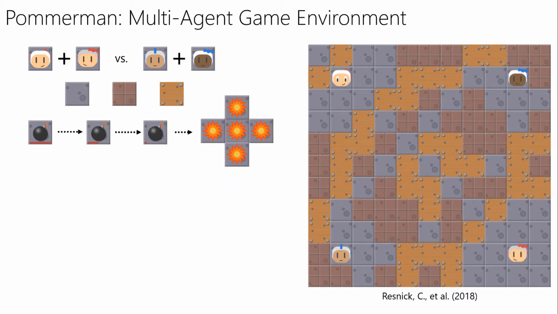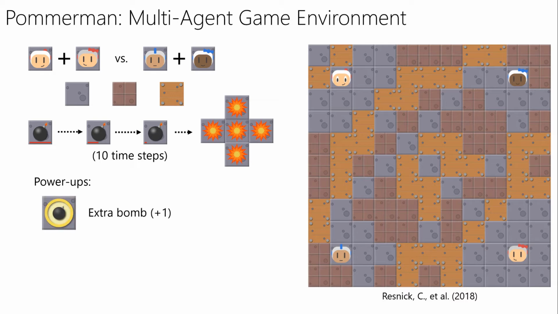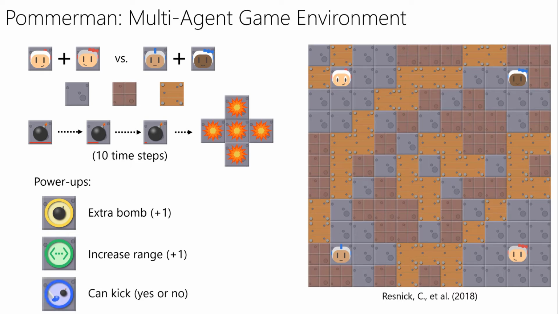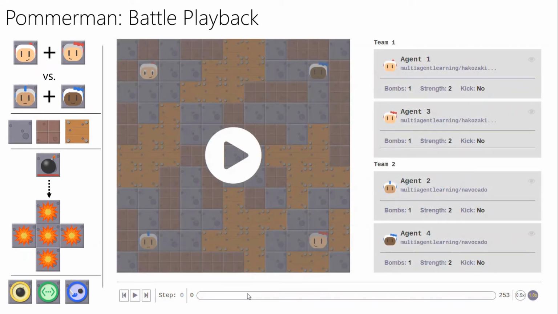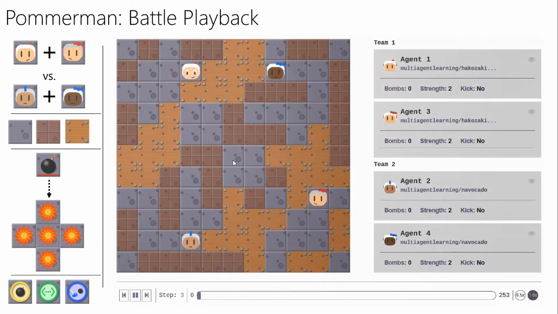To make battles interesting, 3 types of power-ups are hidden beneath the wooden walls. Extra bomb power increases the count of bombs that can be laid simultaneously by 1. Similarly, increased range power-up expands the blast radius by 1 tile. And finally, the can kick power-up enables an agent to kick the bombs. Let's watch a battle playback between 2 teams from the competition held in 2018.